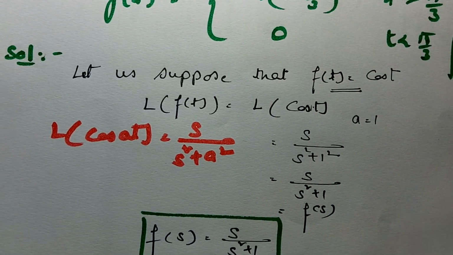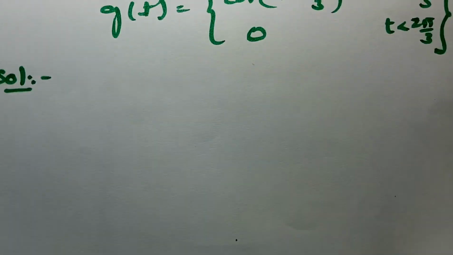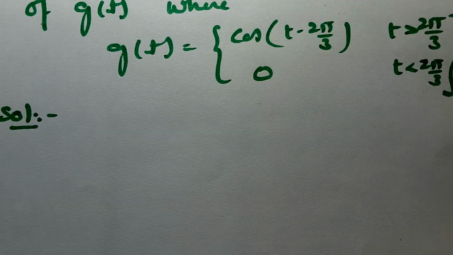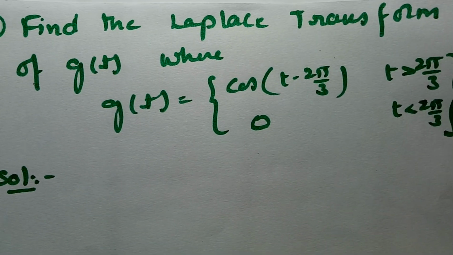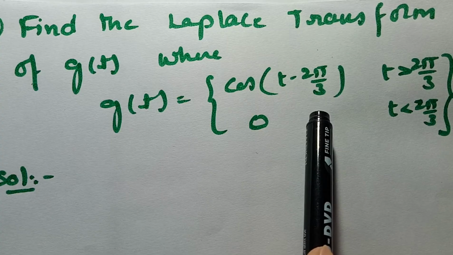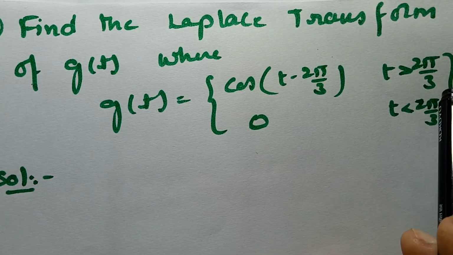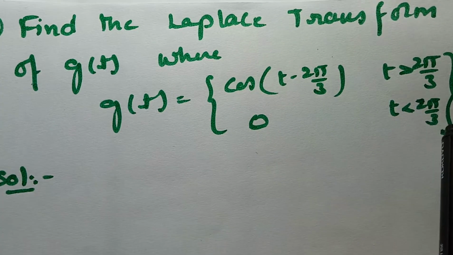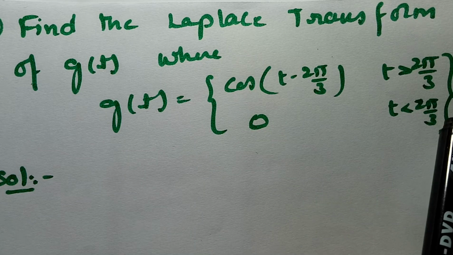If you don't understand this, let's move on to another question. That is another question. Laplace transformation of g of t is equal to cos of t minus 2 pi by 3, where t greater than 2 pi by 3, and 0 for t less than 2 pi by 3.